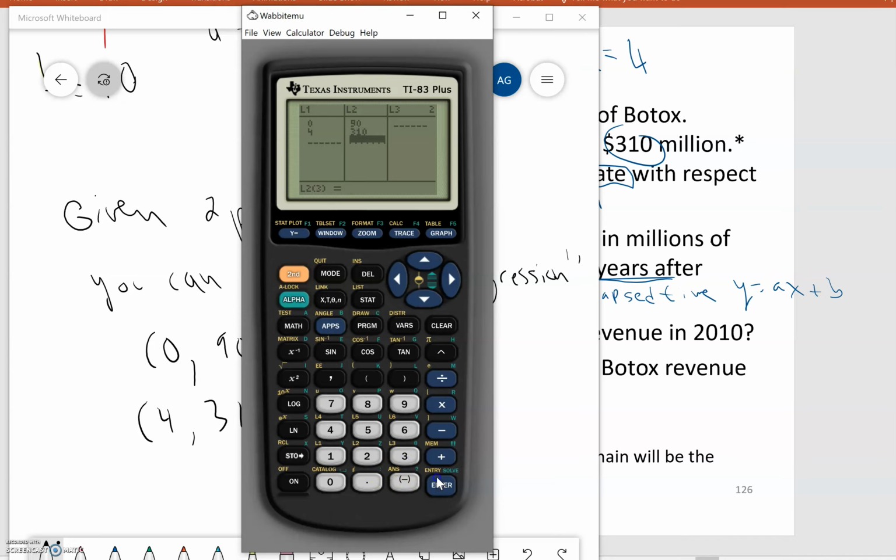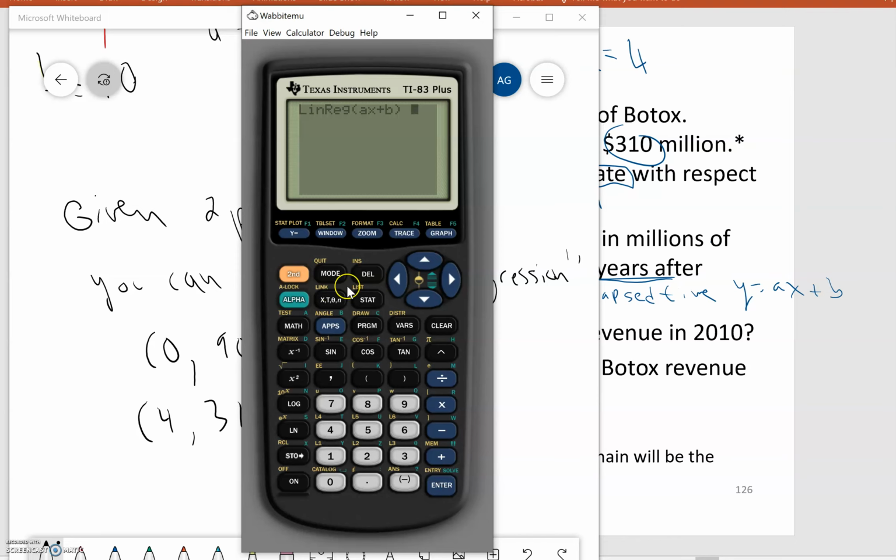Okay. And what we're going to do now is tell the calculator to find the line passing through these points. And the way we do that is as follows. We go to Stat, Calc, LinReg. I'll do that again. So hit Stat, Calc, scroll down to LinReg, then hit Enter.